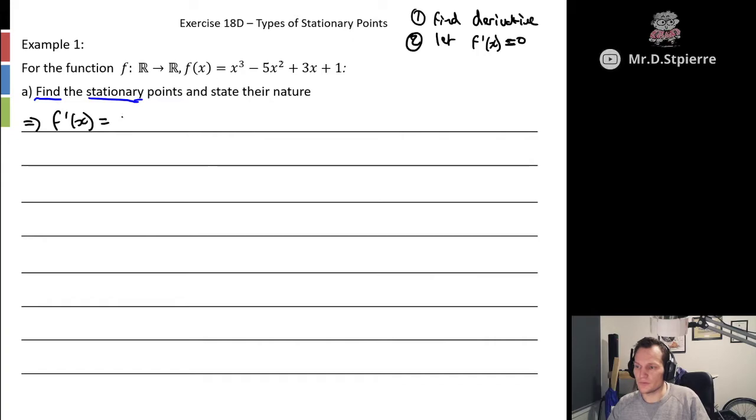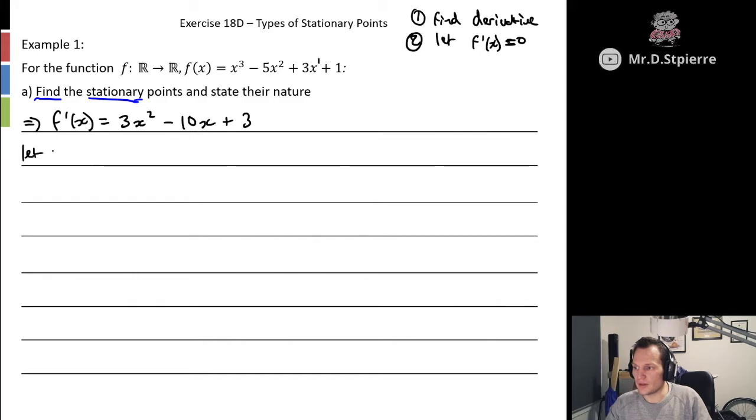is equal to, and using our differentiation shortcut, multiply by the power and take 1 from the power, 3x squared minus 5 times the 2 is 10x, 2 take away 1 gives me just x to the power 1, plus 3x, that's the same as 3x to the power 1, so 3 times 1 is just 3, take 1 from the x to the power 1 gives us 0, so it's just 3, and then the x disappears. So there's our derivative. f dash of x is equal to 3x squared minus 10x plus 3.